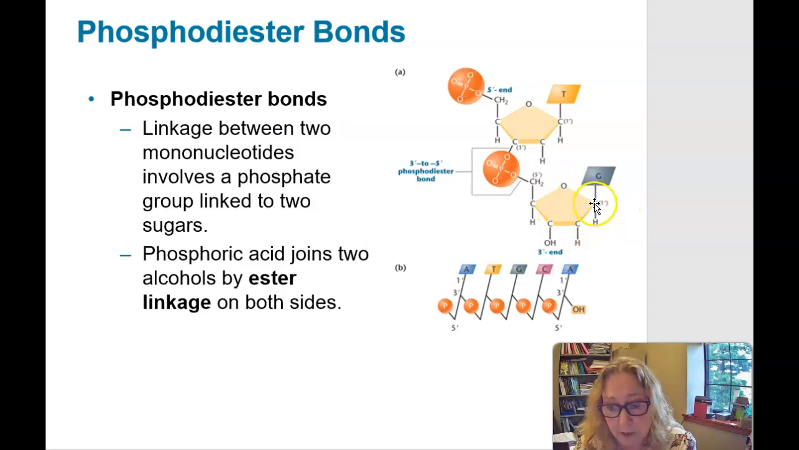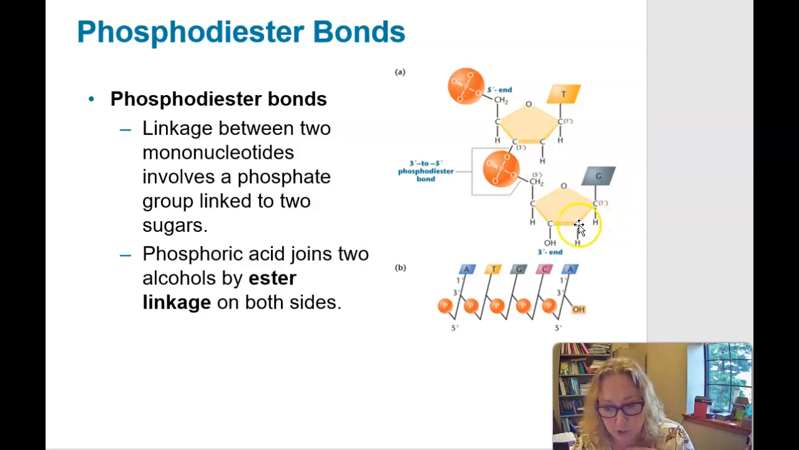So again, let's count them again. 1, 2, 3, 4. Then this guy is 5. This is the 5' carbon attached to this phospho bond. This is the phosphorus, right? This is a phosphodiester bond, which is linked to the 3' carbon from the next one, right?